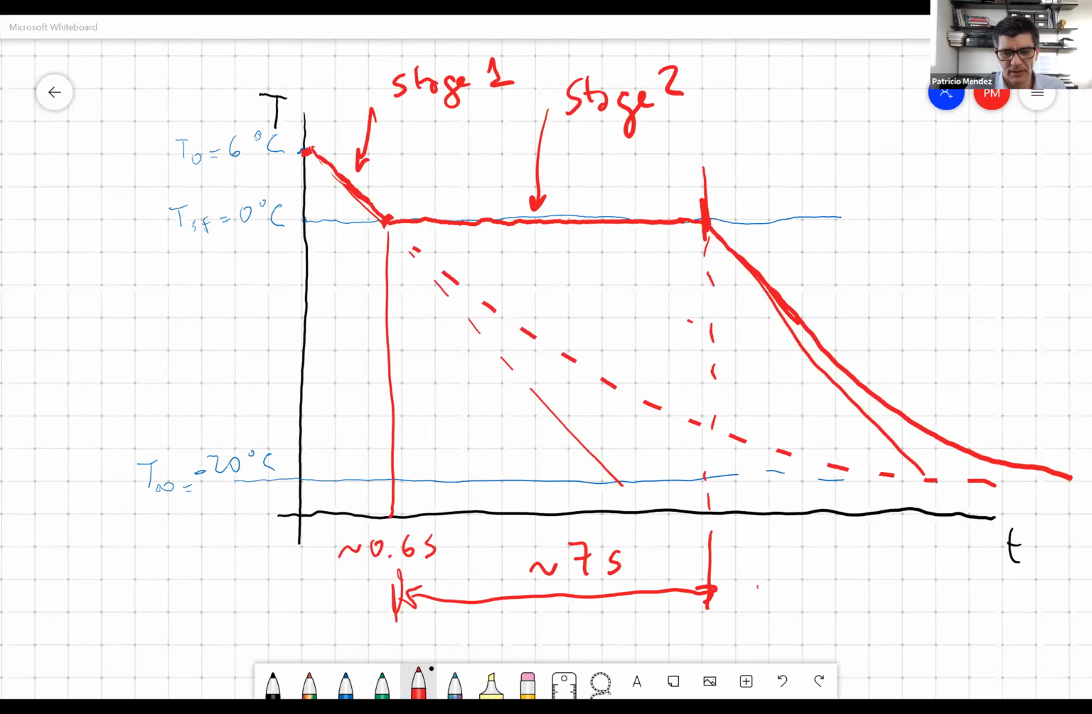But for the quiz, what I care is that you recognize what important points you have, like how the curve is starting to cool down. What was the slope of this cooling down? What happens when it starts reaching phase change? What happens after the phase change is completed? What are the times associated with them?